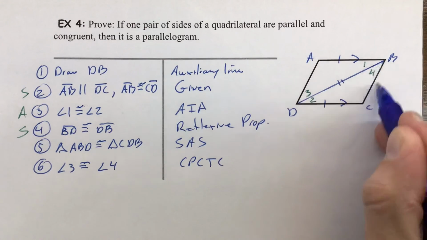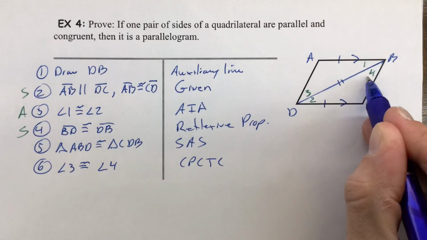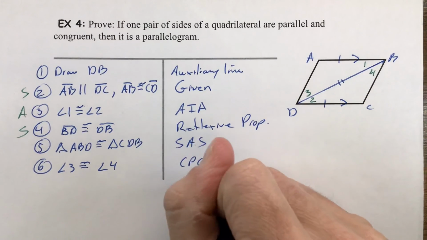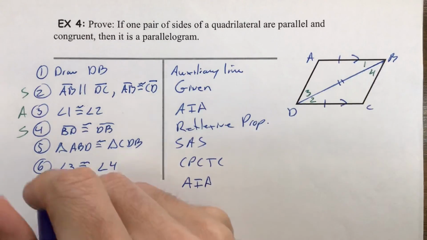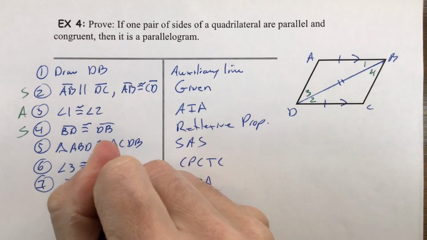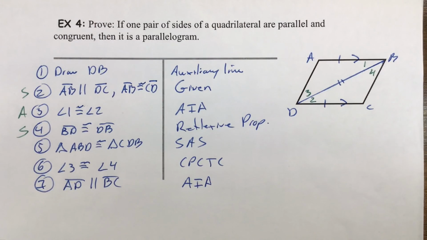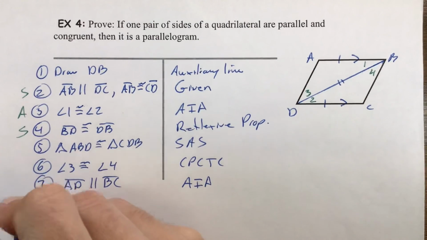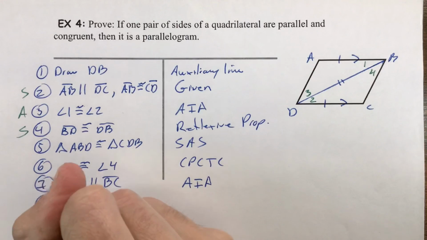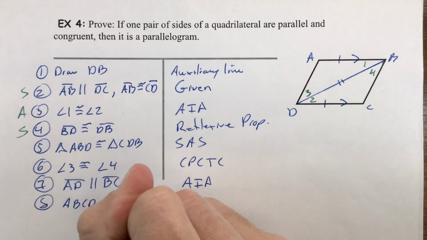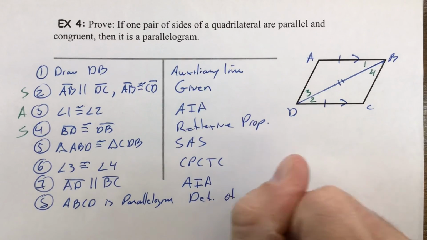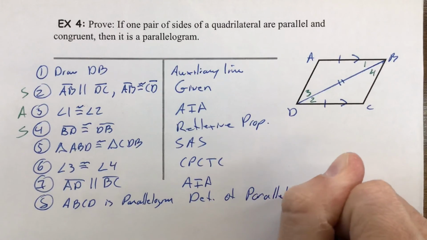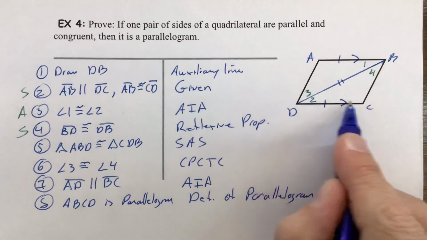And if these are congruent, and you see that Z shape here that we've got, if they're congruent and they fit the definition of alternate interior angles, we can conclude that AD is parallel to BC. And that'll get us to our parallelogram. But like in example 3, I'm going to go ahead and add that last little statement here, that ABCD is a parallelogram because of the definition of a parallelogram, which of course is that opposite sides are parallel.